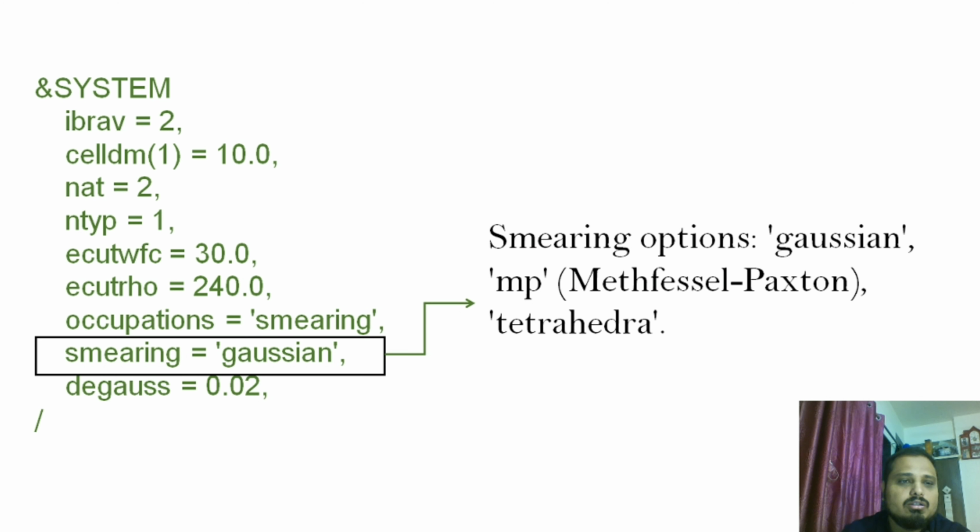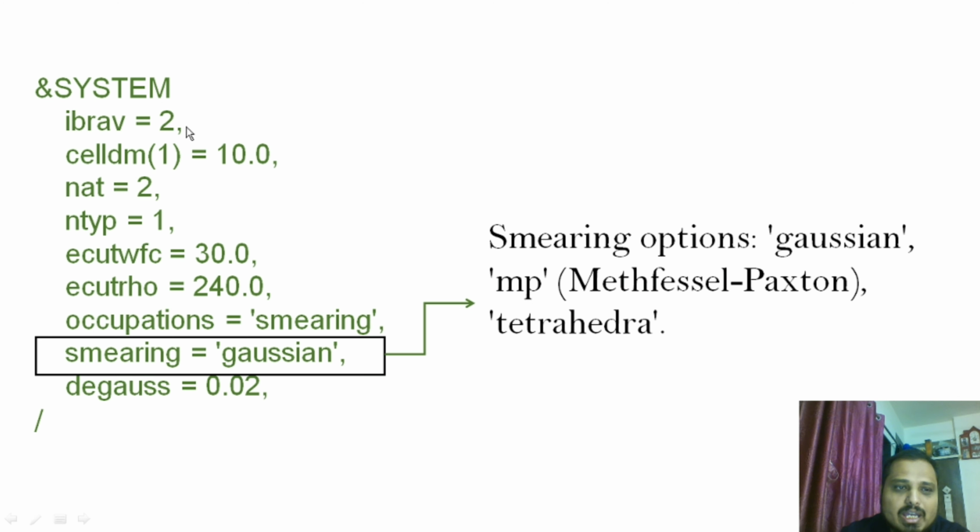So from this card we have to specify the ecutwfc, ecutrho, occupations, smearing, and degauss values when we are using the Atomic Simulation Environment.